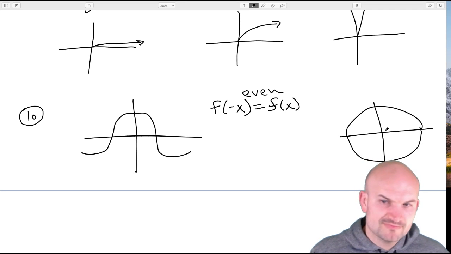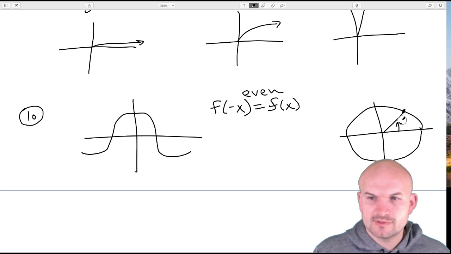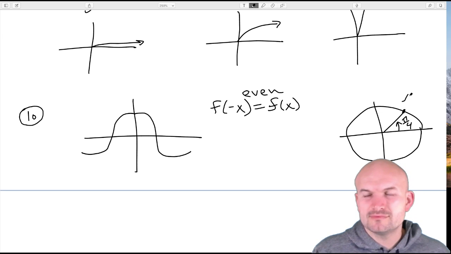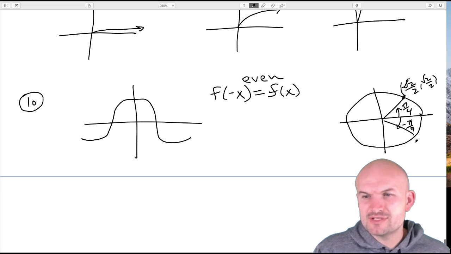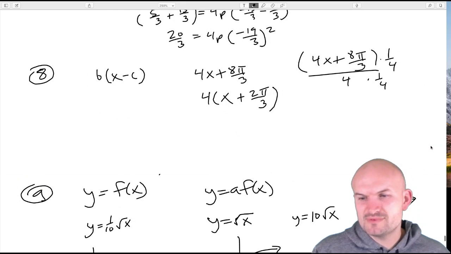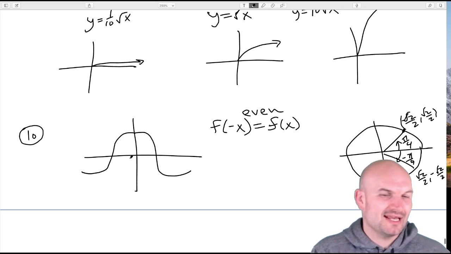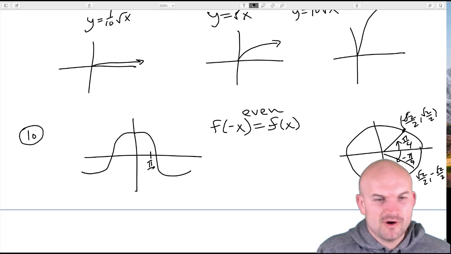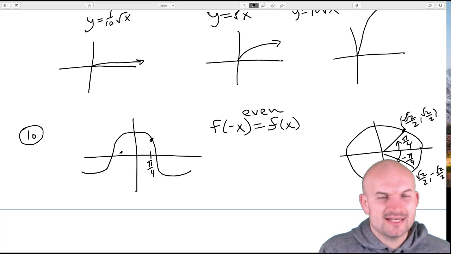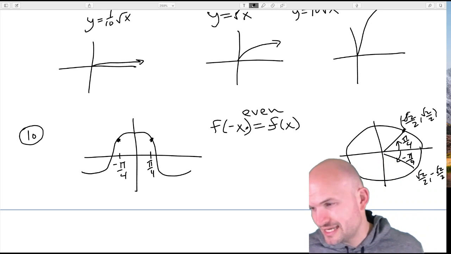let's just go to pi over 4. At pi over 4, we have square root of 2 over 2, comma square root of 2 over 2. At negative pi over 4, we have square root of 2 over 2, comma negative square root of 2 over 2. You can see that my x coordinate is the same for positive pi over 4 as well as for negative pi over 4. And that works over here too: here's pi over 4 and here's negative pi over 4. Hopefully that is a quick description where you can see why that works.